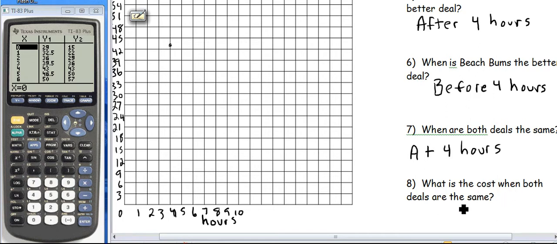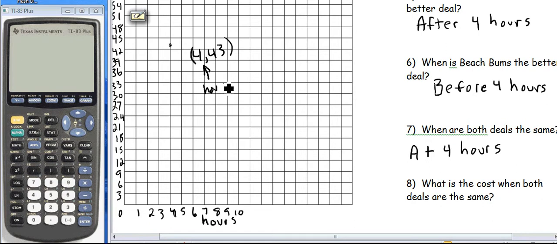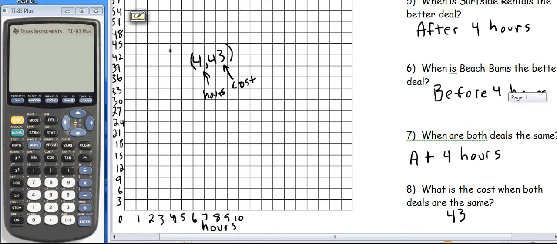And what is the cost when both deals are the same? So remember, this is (4, 43), which tells us that at 4 hours, that's hours, and this is cost. They cost $43. All right.